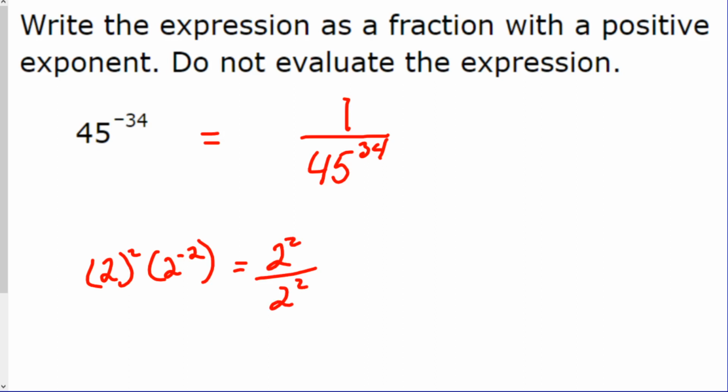If you're adding or subtracting, it's a little bit different, but again, you're just moving whatever has the negative exponent to the other side of the bar. If it's on top, move it to the bottom. If it's on the bottom, move it to the top.